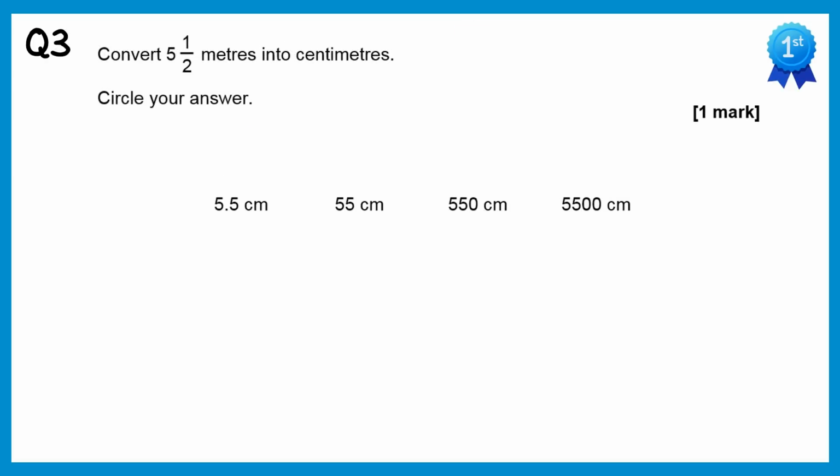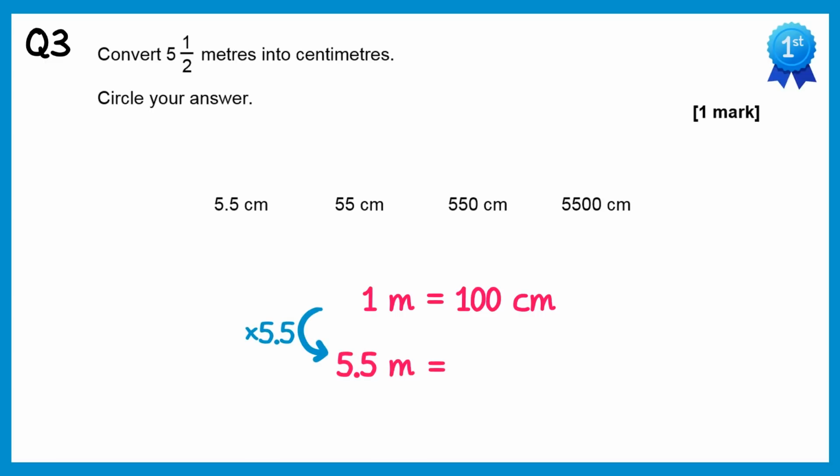For this question, we need to convert meters into centimeters. You should know that 1 meter is equal to 100 centimeters. In this question though, we want 5.5 meters. So to get from 1 to 5.5, we times by 5.5. So we'll do 100 times 5.5, which gives you the answer 550. So that's the answer to the question.